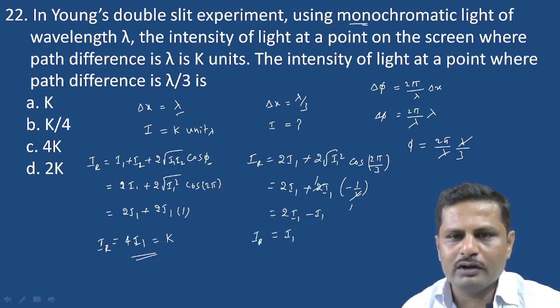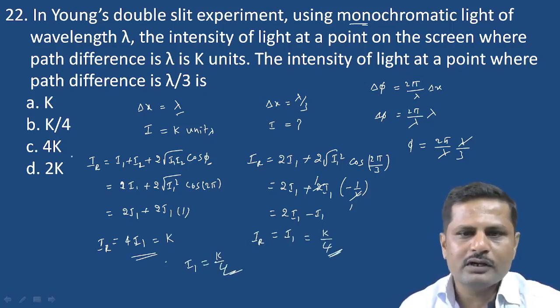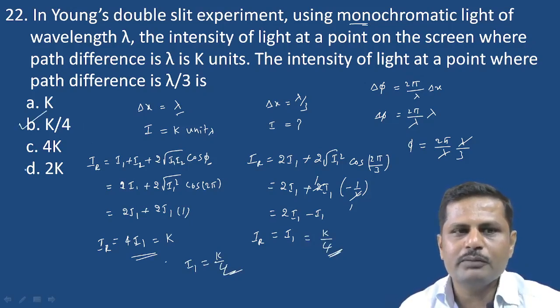So here the resultant intensity is equal to I1. This I1 can be found because 4I1 is equal to K, so I1 is equal to K divided by 4. For that reason, here also you can write K divided by 4. So the option K divided by 4, option B, is the right answer. Okay, moving to the next question.